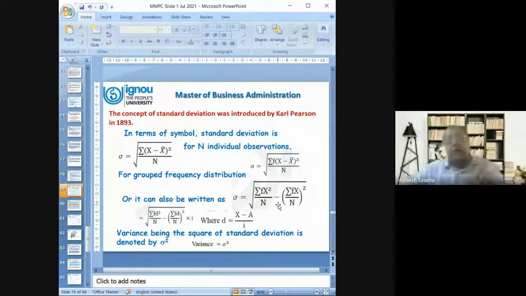And if frequency is too large, then we will be using this formula. Similarly, this d is equal to x minus a by i. And variance is the square of standard deviation.